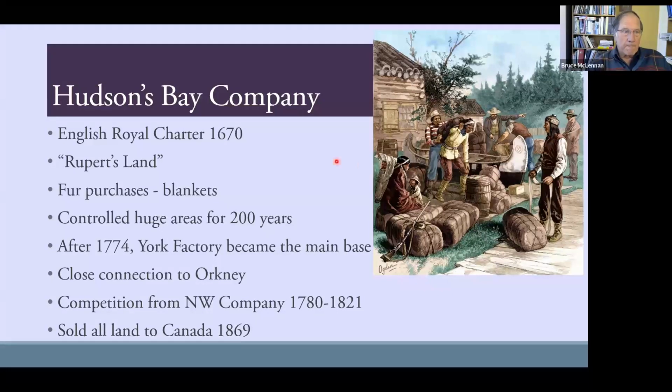we saw earlier. So the Royal Charter was granted in 1670, so we know that sort of period. It's known as Rupert's Land. I've forgotten exactly, but Rupert was a person. They bought furs in exchange for blankets, and they controlled that huge area, more like a separate country really, for a couple of centuries. After 1774, York Factory, a location up on the Hudson Bay a little bit further north than earlier, became the main base of the Hudson Bay Company. I've talked about the close connection with Orkney. The Scots from there played a very important part in it.